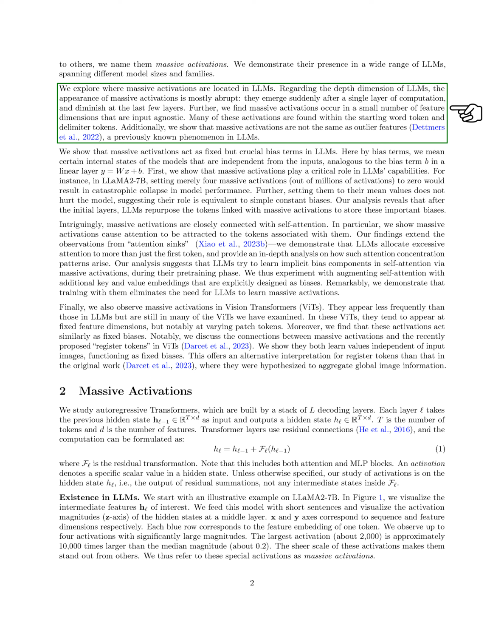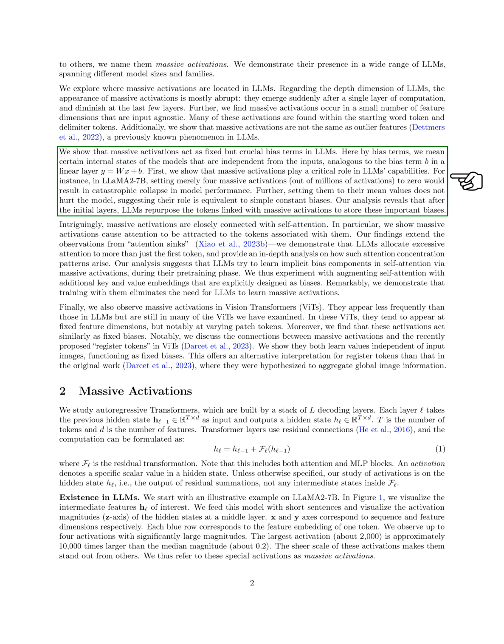We took a closer look at where these massive activations are situated within the LLMs and found that their emergence is quite sudden, appearing abruptly after a single layer of computation and then diminishing in the final layers. Interestingly, these activations are not tied to specific inputs but occur in a small number of feature dimensions, often associated with the starting word token and delimiter tokens. It's crucial to note that massive activations are distinct from outlier features previously identified in LLMs.